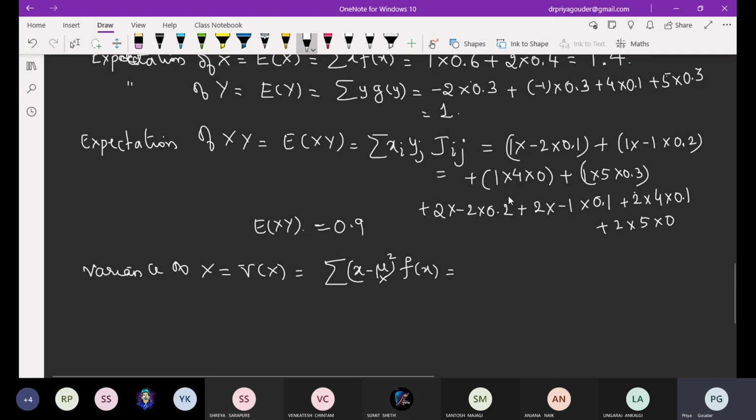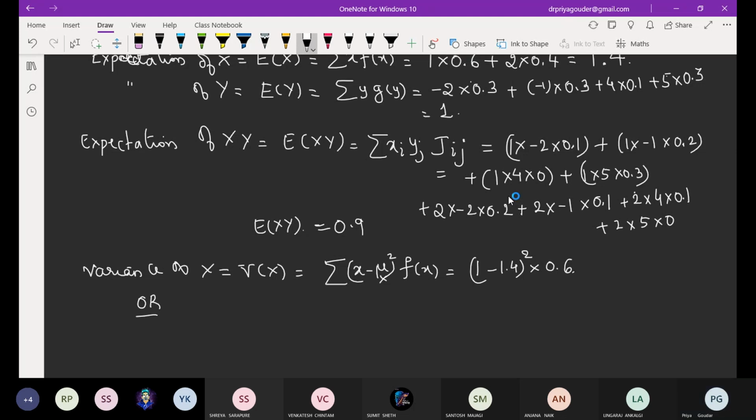Let's see the calculation. The first value of x is 1. Mu of x is 1.4. Square it and multiply by the corresponding value of f of x, which is 0.6. Clear? Like this, you have to take it for all the values. No other choice. Or else, one second. There is one formula you can even use over there. This is one way of calculating.